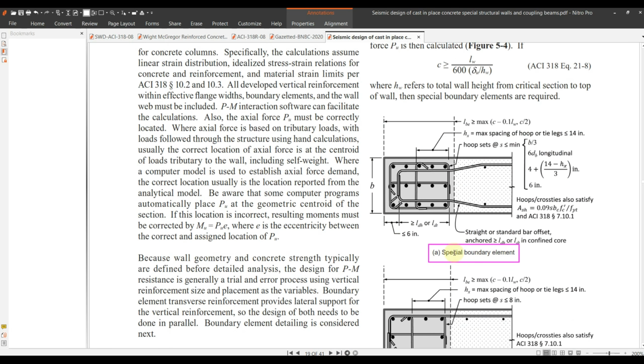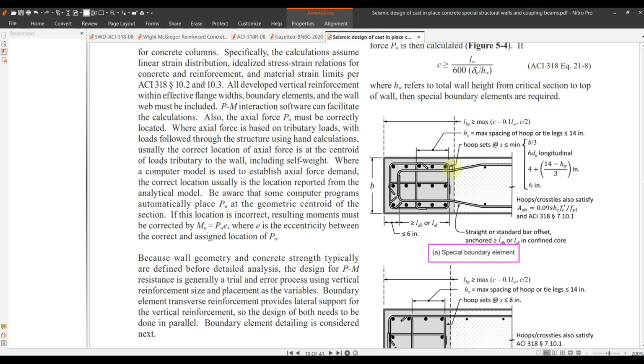So this is a special boundary element. In the special boundary element, you have hoop requirements. The hoops shall be, as per this guideline, b by 3 vertical spacing of the hoops, 6 dB longitudinal, etc. These requirements have to be fulfilled. Also, this length has to be determined by this formula, maximum of c by 2 or c minus 0.1 L.